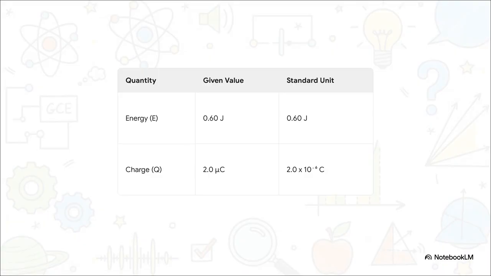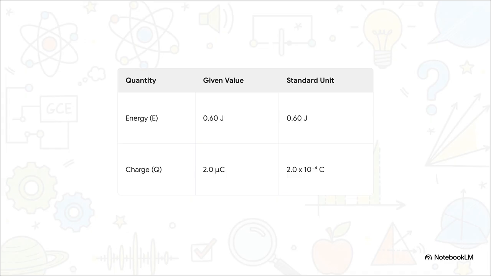First step in any calculation, and I can't stress this enough, is to list your variables and check the units. Okay, so energy is 0.60 joules. That's the standard unit, so we're good there. But look at the charge. It's 2.0 microcoulombs, and that's the trap.